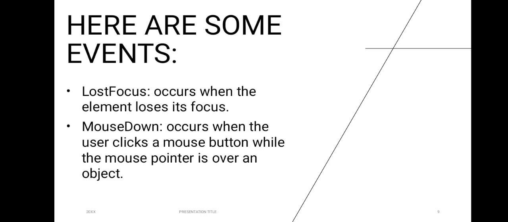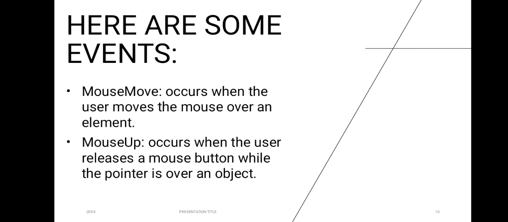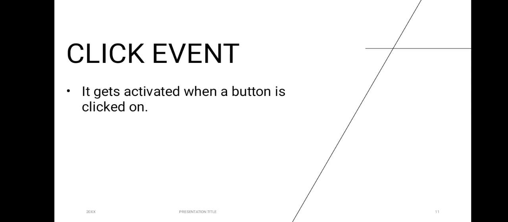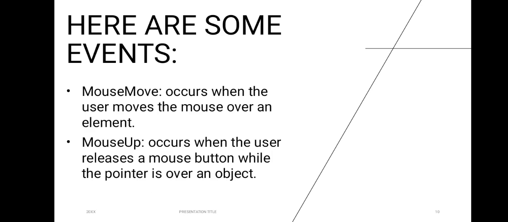Lost focus occurs when the element loses its focus. Mouse down occurs when the user clicks a mouse button while the mouse pointer is over an object. Mouse move occurs when the user moves the mouse over an element. Mouse up occurs when the user releases a mouse button while the pointer is over an object. Those are the different types of events. These are mostly definitions, which don't require further explanation because they are somehow self-explanatory.